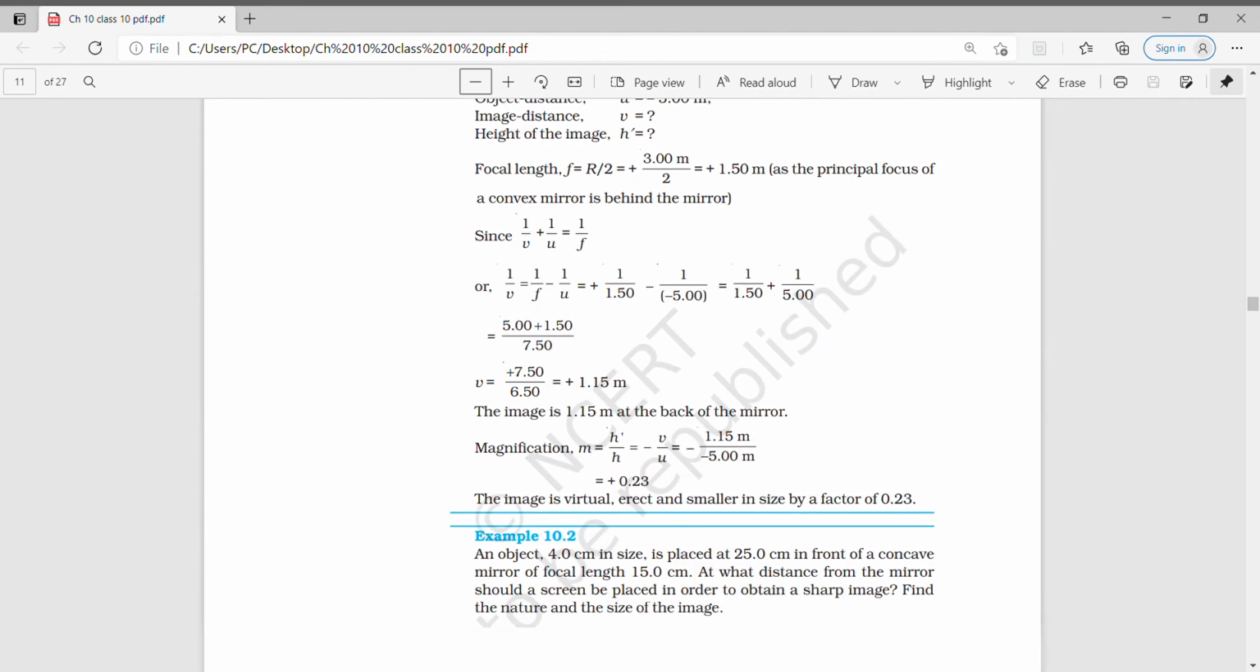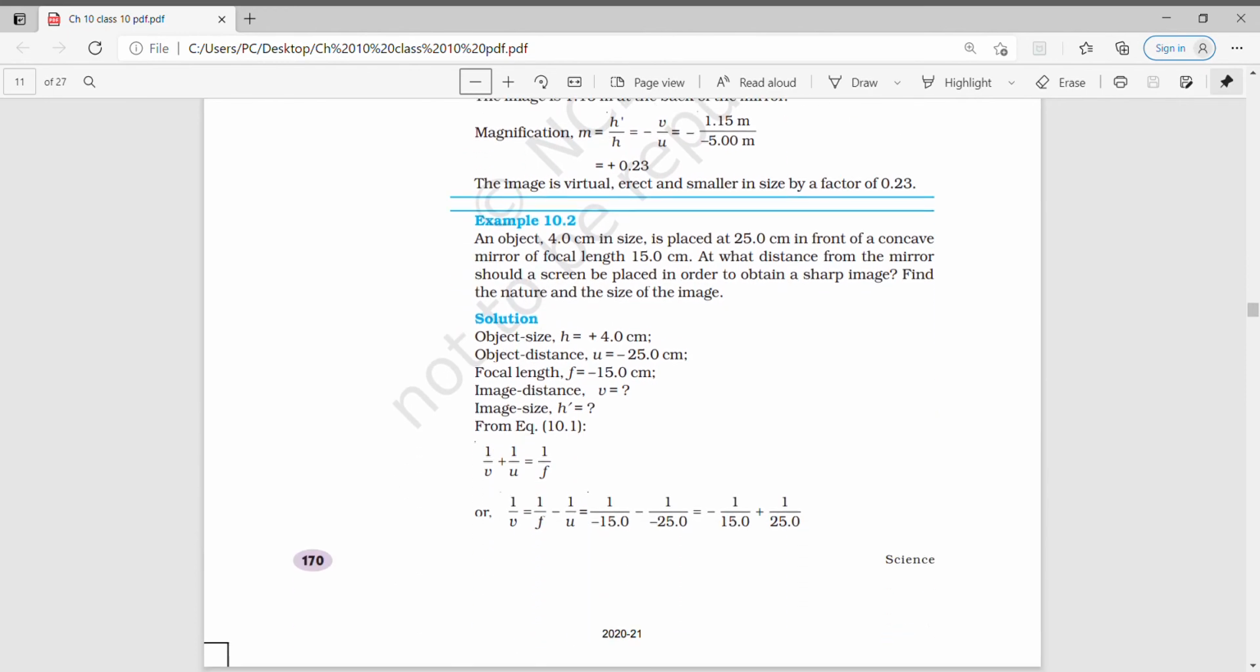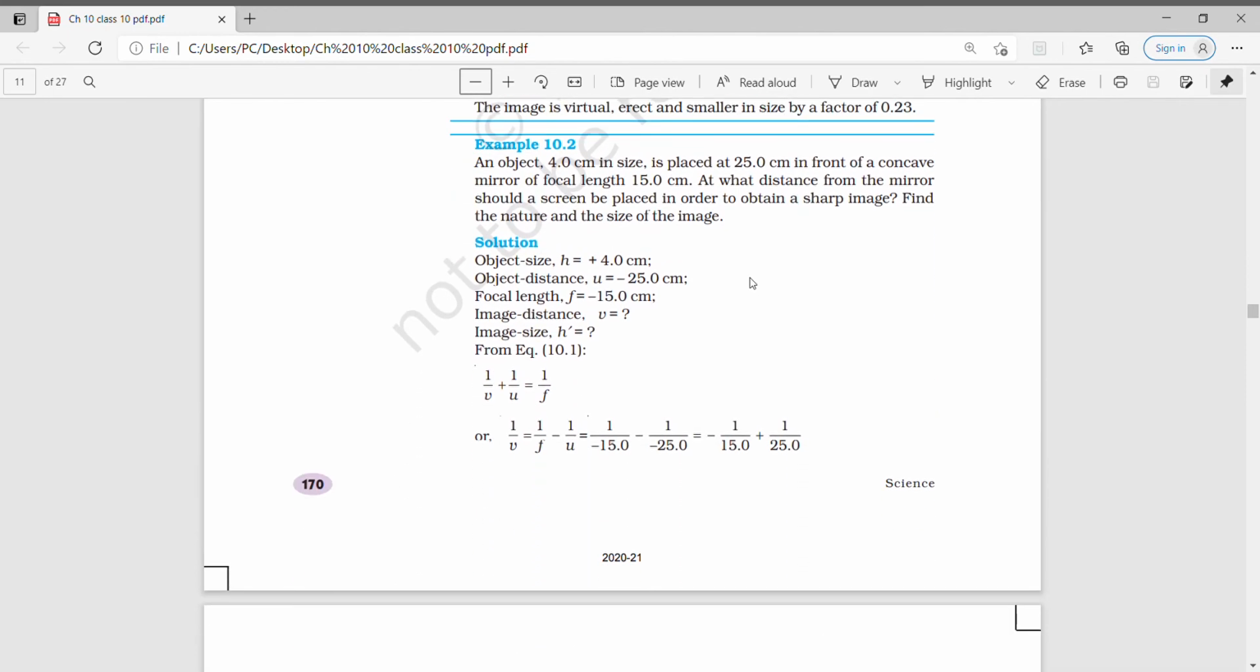Now the next question, this is example 10.2. The object whose height is 4 centimeter is placed at 25 centimeter in front of a concave mirror. Focal length is 15 centimeter. At what distance from the mirror should a screen be placed in order to obtain a sharp image? Find the nature and size of the image also.